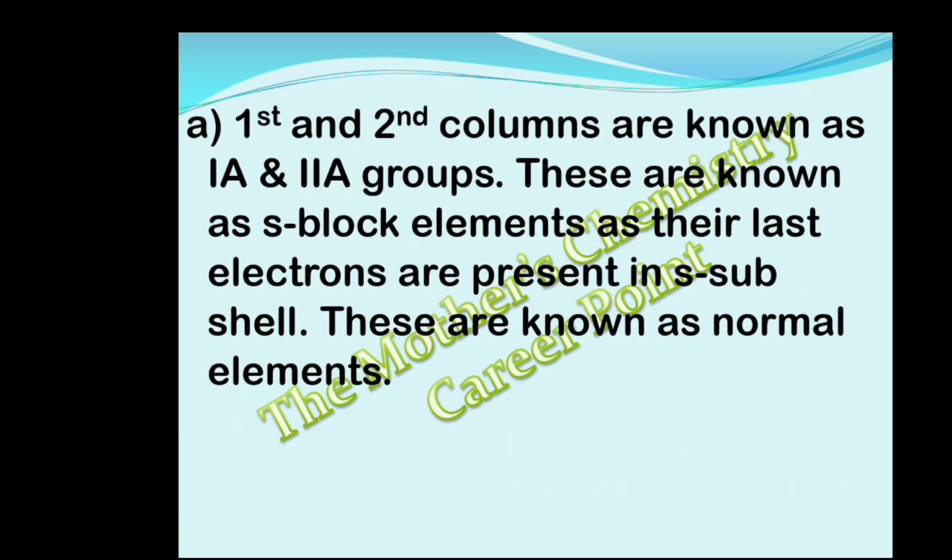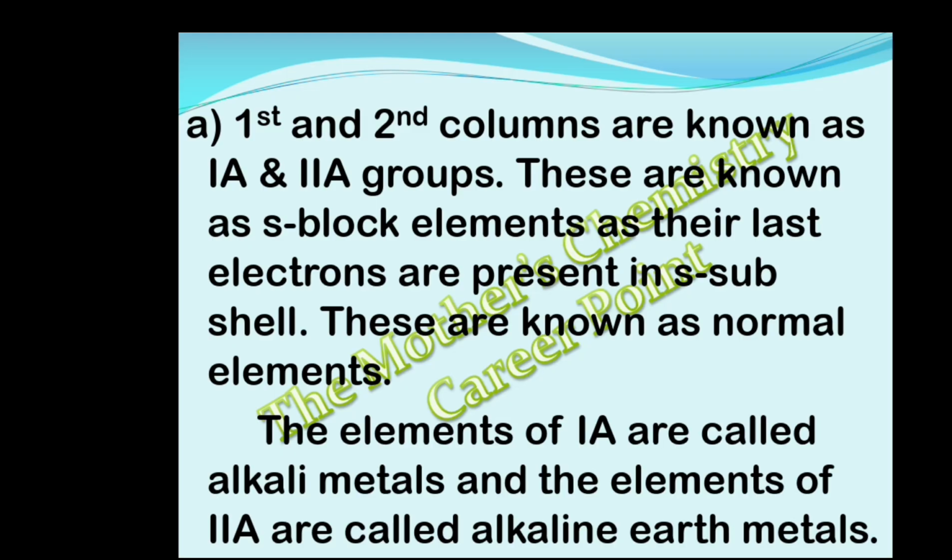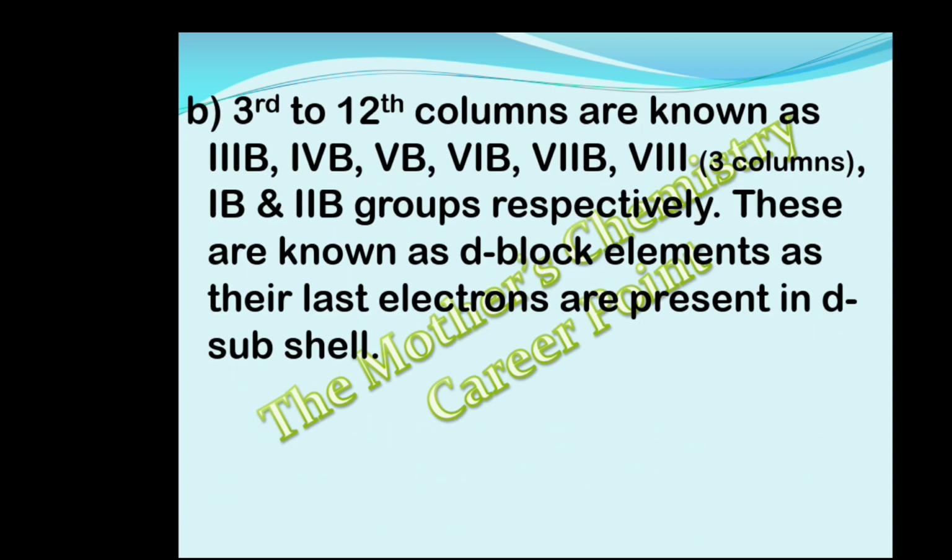The first and second columns are known as 1A and 2A groups. These are known as s block elements, as their last electrons are present in the s subshell. These are also known as normal elements. The elements of 1A are called alkali metals, and the elements of group 2A are called alkaline earth metals.